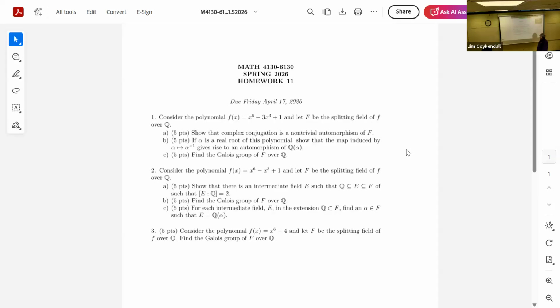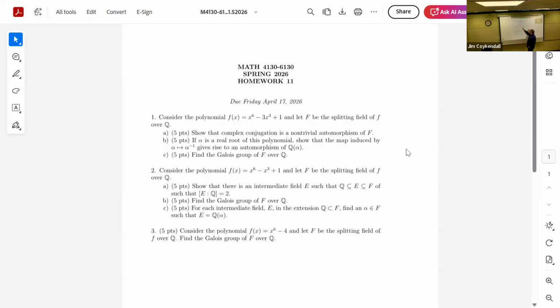Number 8, show the complex conjugation is a non-trivial automorphism of F. And in all these problems, I give you a polynomial and F is the splitting field. So in other words, you take all the roots of this and you adjoin them. We've seen that's actually normal, and we're always in characteristic 0 here, so it's separable. So these extensions are always Galois. Show the complex conjugation is a non-trivial automorphism of F.